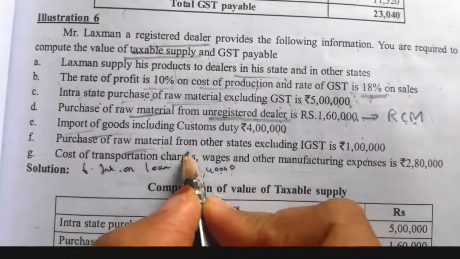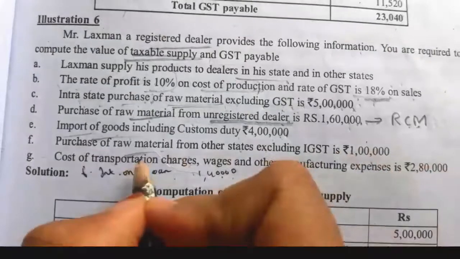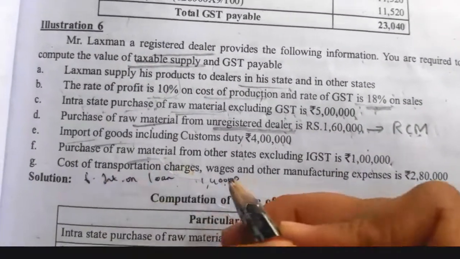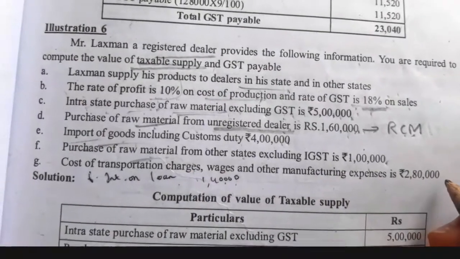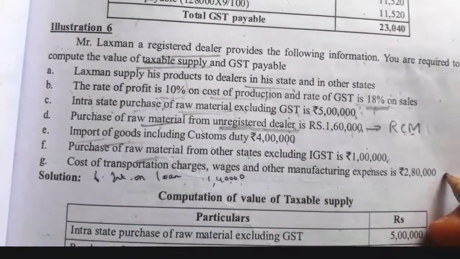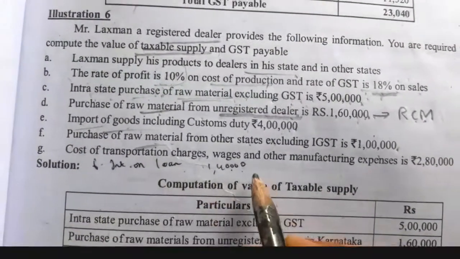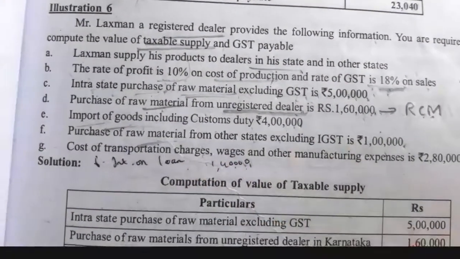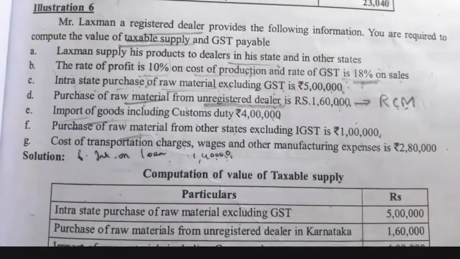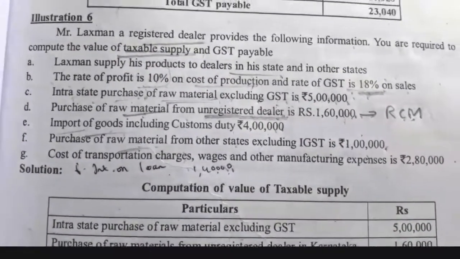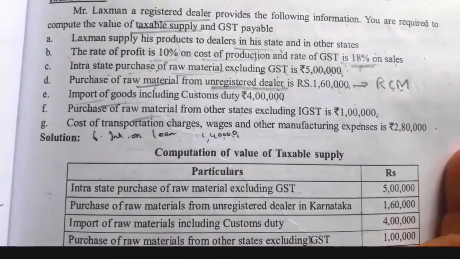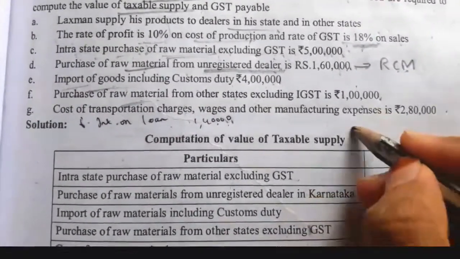Then purchase of raw material from other state, he has purchased some raw material, so 1 lakh we have to add. Then he has incurred transportation charges, wages and other manufacturing expenses, this also we have to add, 2,80,000. Then interest on loan 1,40,000, he has taken a loan, and on that he has paid interest, so that is also an inclusion we have to add. So with this information we have to calculate the value of taxable supply or transaction value.